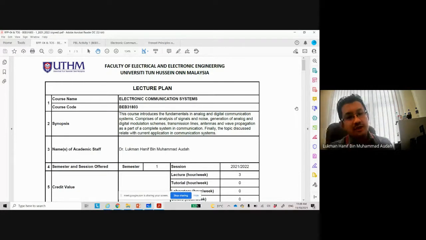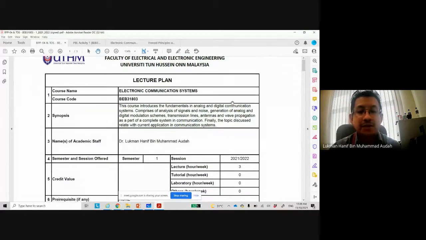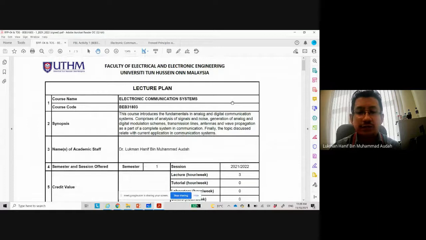Okay, so this is the lecture plan. Macam biasalah, semua pensyarah akan tunjukkan lecture plan. So for this semester, BEB 31803 consists of 2 sections, all BEB students year 4, final year. Saya sebenarnya excited untuk mengajar pelajar tahun akhir, yang mana saya expect banyak pertanyaan yang mencabar daripada pelajar-pelajar. So I'm most welcoming you to ask questions.